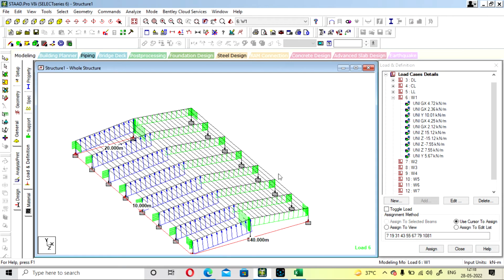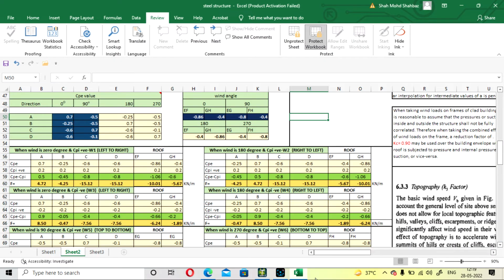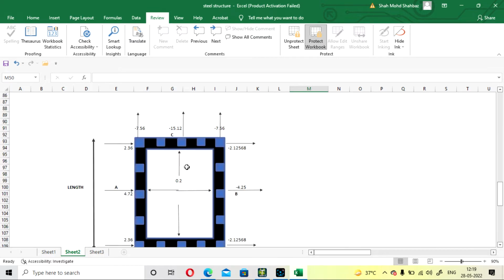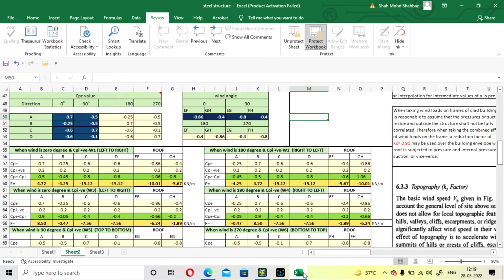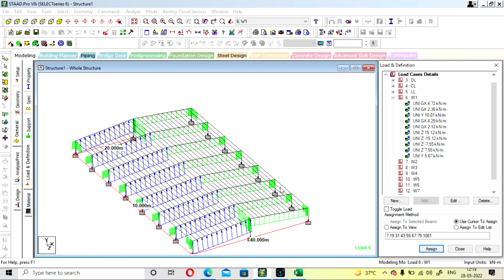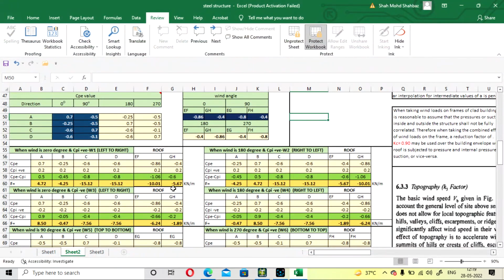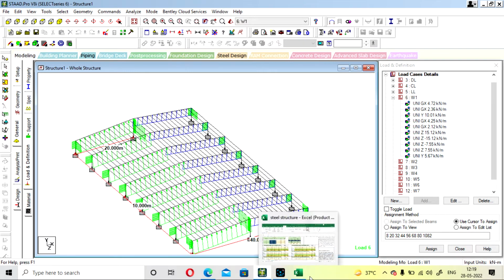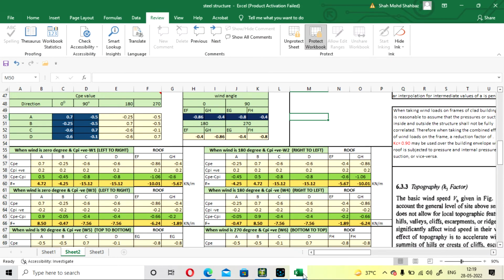Okay, similarly for the second part you have to do, that is for GF. So EF will be this side and GF will be this side. We applied it here in the same way. Our value is coming at minus 5.64, so our forces will be acting away from the structure, that is upward. So we have applied. In a similar way you can apply the load to our structure from all the directions.